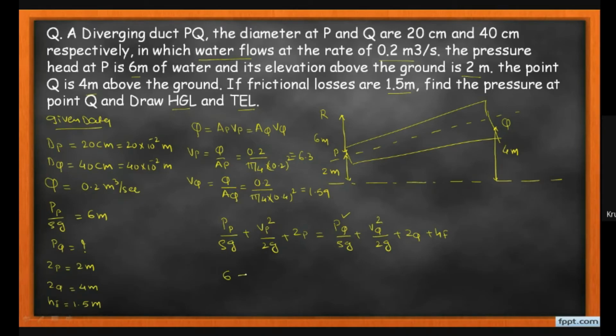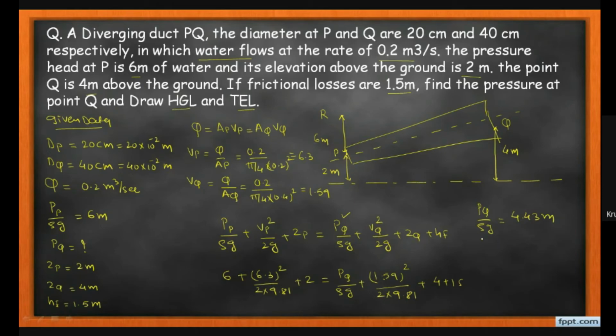So the pressure head is 6, then the velocity we have found, that is 6.3 whole to the power 2 divided by 2 into 9.81, plus Zp, that is 2 meter. Here Pq is unknown. Rho g is known to us, but we are not putting down the value right now. The velocity at Q is 1.59 whole to the power 2 divided by 2 into 9.81, plus Zq is 4, plus 1.5. Now if we make Pq upon rho g the subject, then we have 4.43 meter.